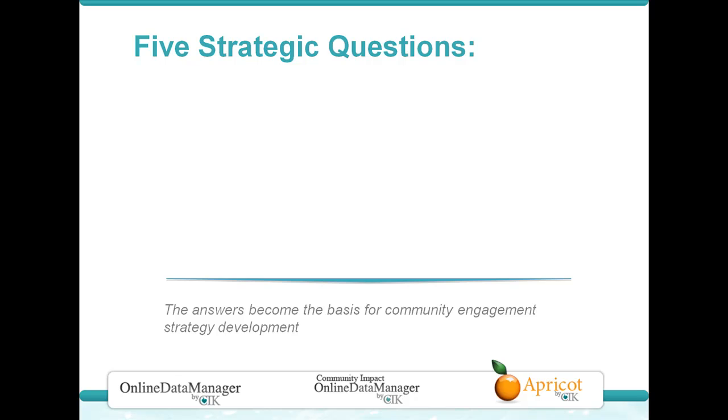So the 5 strategic questions are, first one is, what functions could neighborhood people perform by themselves? Again, there are many things that institutions are now doing that neighborhood residents could perfectly well do, and it wouldn't cost us a penny.